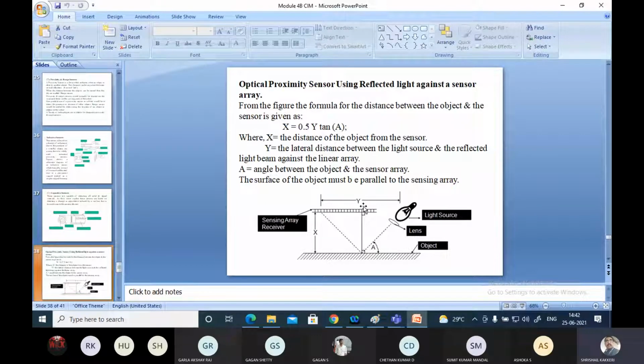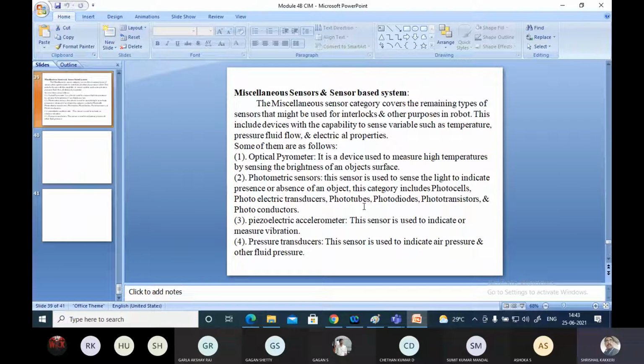Triangulation technique, please remember, triangulation technique, it has come in the examination. Please don't think that sir has not told. It is the optical proximity sensor, or more simply you can say it is a triangulation technique sensor. Since the light source, the sensor and the object are kept in a triangle, it is called a triangulation technique sensor. And under these miscellaneous sensors, we will have pressure sensors, photometric sensors, optical sensors, piezoelectric sensors, pressure transducers, and many others will come under these.